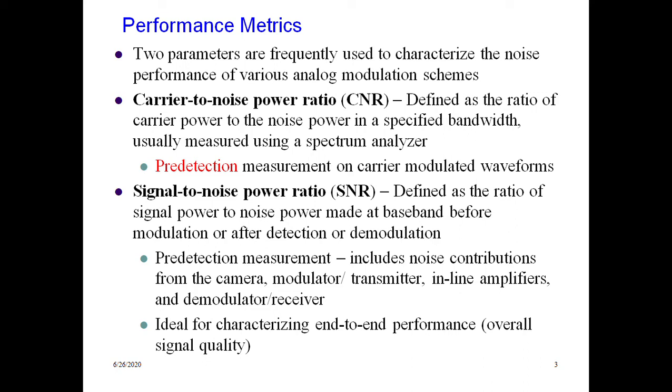So remember, when we transmit the modulated signal, there will always be the carrier and also the signal in the receiver part. CNR is defined as the ratio of carrier power to the noise power in a specific bandwidth where we measure the signal. How we do this is by looking at the spectrum analyzer, or we plot the spectrum of that particular modulated signal. So we can see the carrier and also signal.